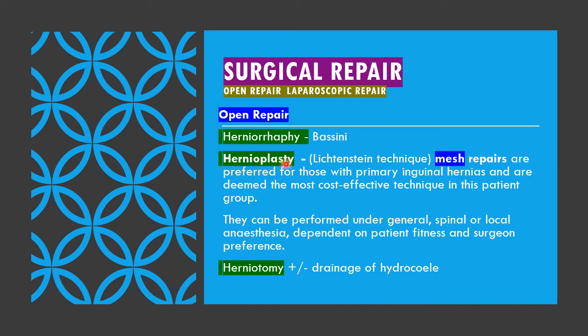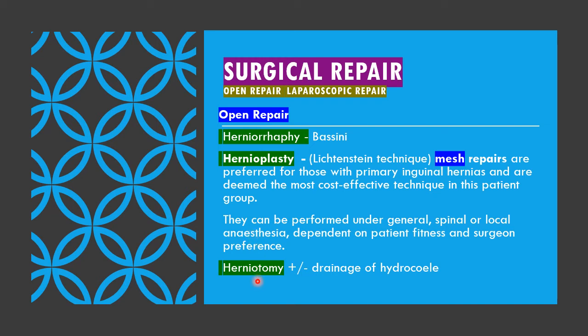Hernioplasty is nowadays preferred. This is known as the mesh repair, and the technique used is the Lichtenstein technique. A mesh from a non-absorbable synthetic material like Prolene is used to reinforce the posterior inguinal canal. This is not only an easier operation, but it also reduces the recurrence rate. These can be performed under general anesthesia, spinal, or local anesthesia, depending on the fitness of the patient.